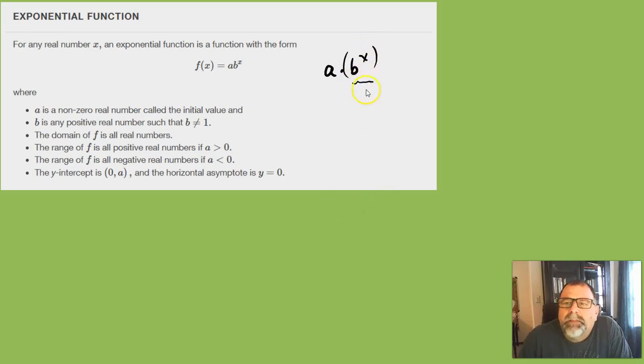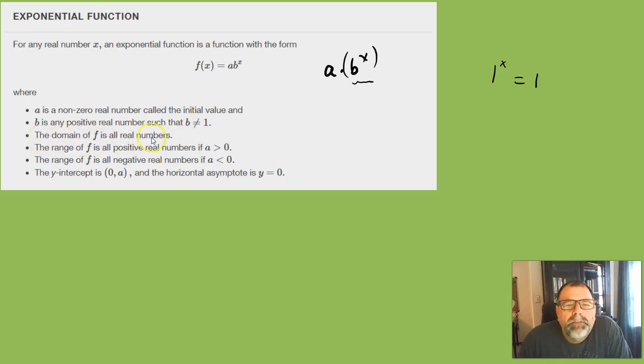This is what makes it the exponential part, because the variable is up in the exponent for some real number b. Now there's some conditions here. A has to be a non-zero real number called the initial value, and b is any positive real number such that b is not equal to 1. If b is 1, 1 to any power is just 1. So the exponential part collapses and you just get y equals a, which is a horizontal line. So b can't be 1 for it to be an exponential function.